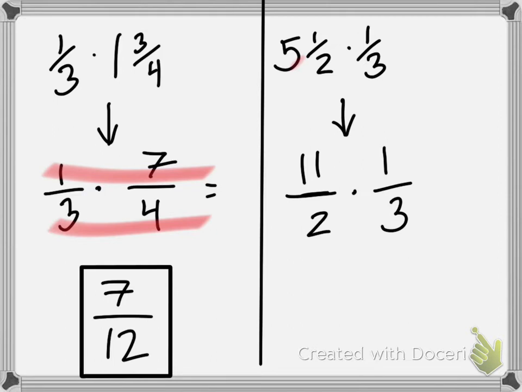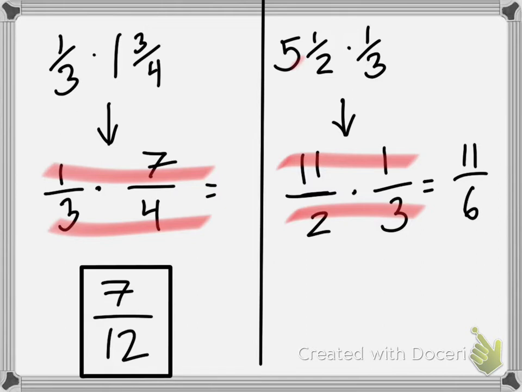Can I cross cancel anything? Yes or no? No, no cross canceling. So just cross multiplying. I multiply 11 times 1 is 11. 2 times 3 is 6.